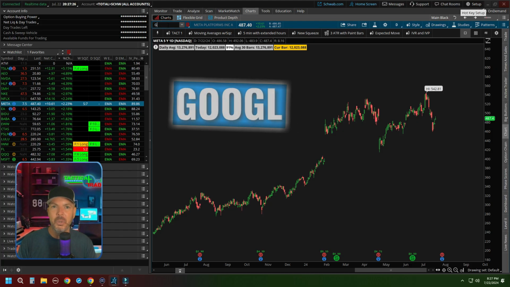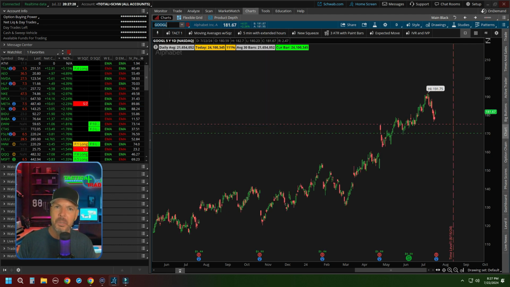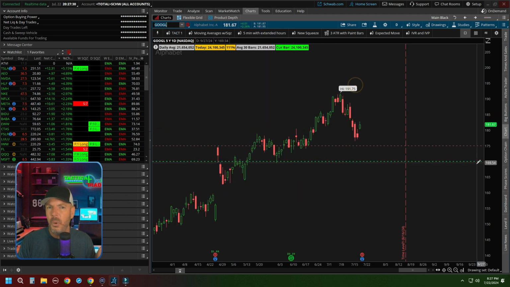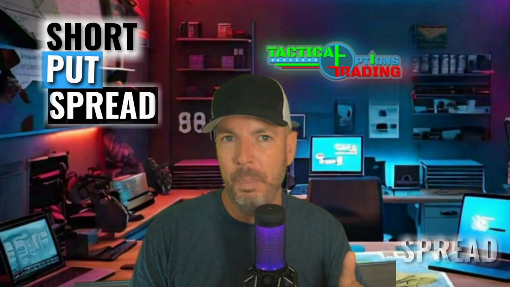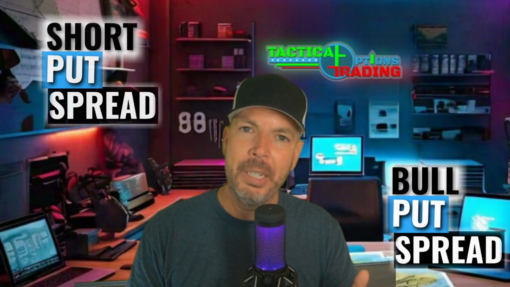Let's take a look at Google. Now, Google is sitting at support, and it looks poised to move higher. And of course, no one knows which way the stock's going to move, right? But let's just say that we think that the stock is going to move higher. So we want to formulate a bullish trade in Google. So let's sell a put credit spread. So another name for this trade is the short put spread or bull put spread. Bull put spread because we are bullish and selling puts to open up this trade.